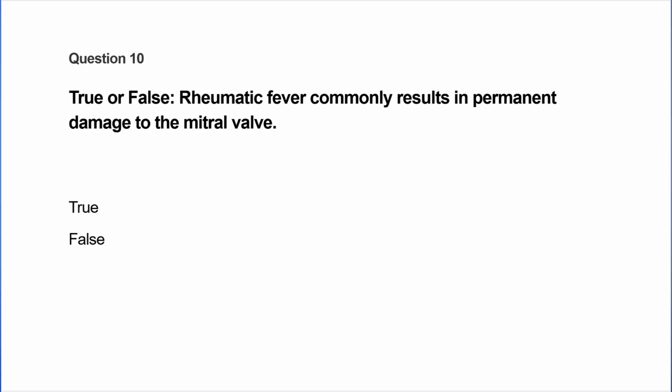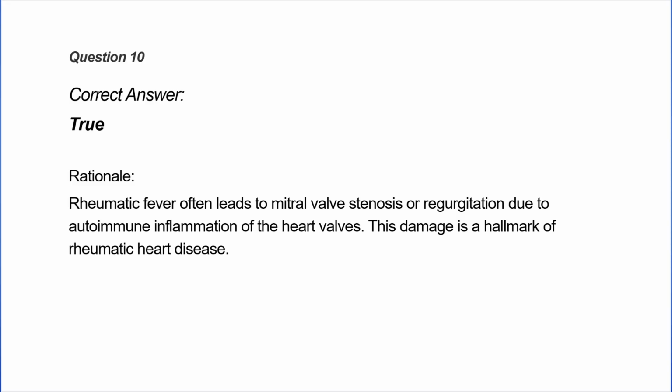Question 10. True or false? Rheumatic fever commonly results in permanent damage to the mitral valve. Answer: true. Rationale: rheumatic fever often leads to mitral valve stenosis or regurgitation due to autoimmune inflammation of the heart valves. This damage is a hallmark of rheumatic heart disease.